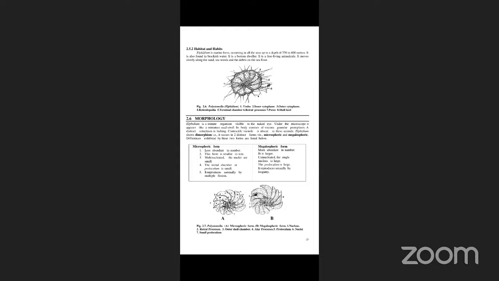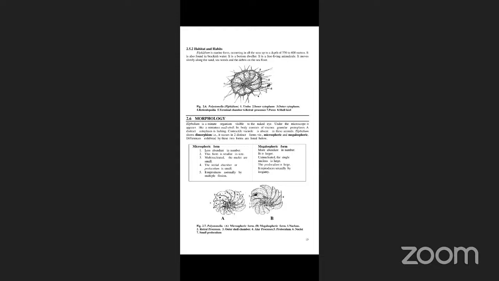Elphidium shows dimorphism. That means it can occur in two distinct forms, microspheric and megalospheric. Microspheric forms are less abundant; we don't see many animals in this form. They are smaller in size, multinucleated, and the nucleus is small. The initial chamber, or proloculum, is small, and it reproduces mostly by asexual reproduction, that is, by fission.